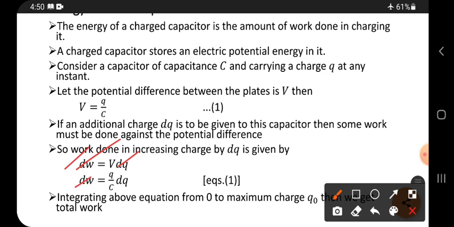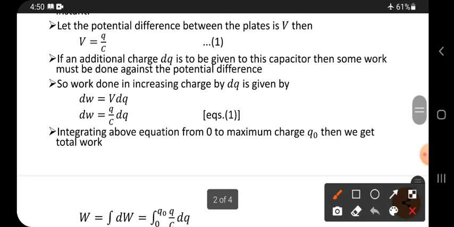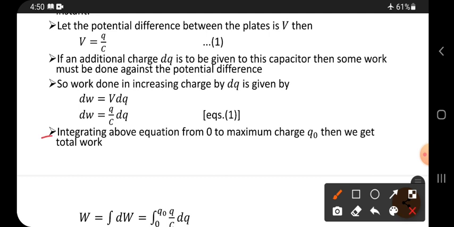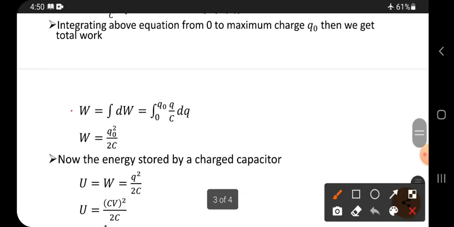Okay, so dW is equal to V dq, where V is from here. Substituting Q by C, now if we integrate we get the total charge. The maximum charge is denoted by Q0, and the minimum charge is already known to be 0, no charge. Integrating the above equation from 0 to the maximum charge Q0, we get the total work.